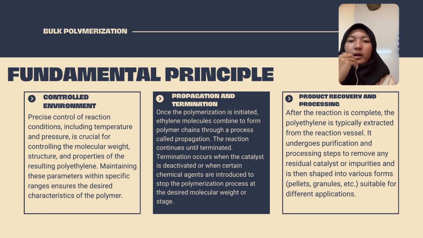For product recovery and processing, after the reaction is complete, the polyethylene is typically extracted from the reaction vessel. It undergoes purification and processing steps to remove any residual catalyst or impurities and is then shaped into various forms, for example pellets and granules, suitable for different applications.